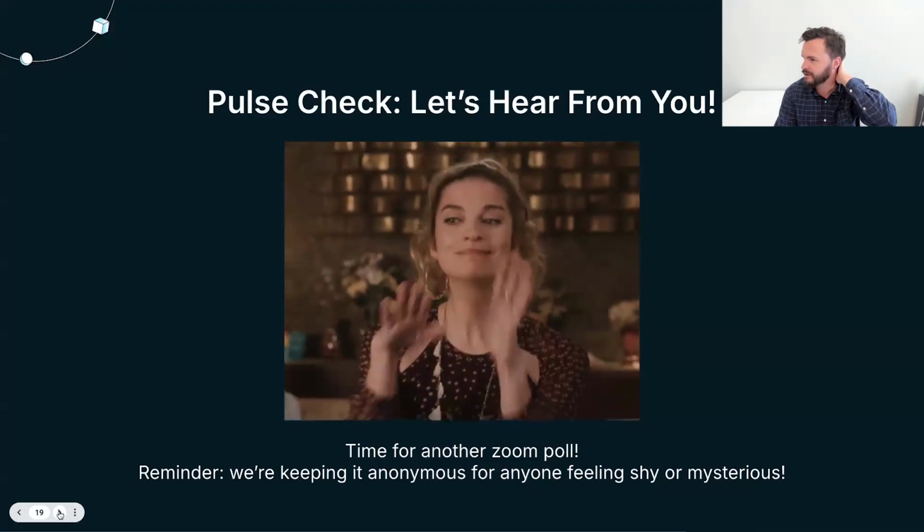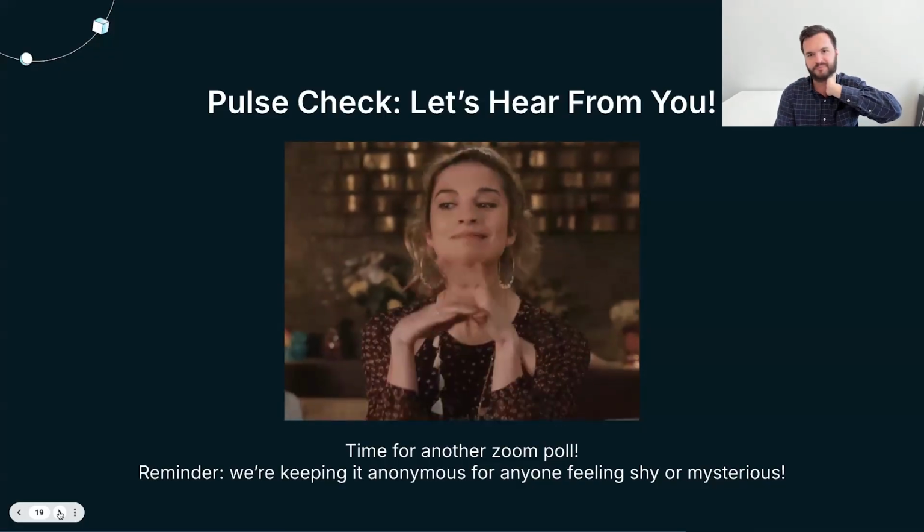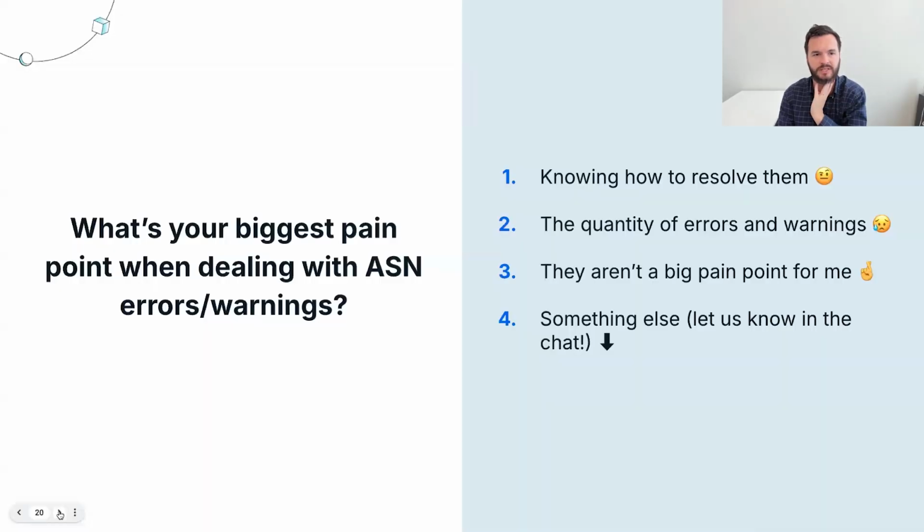Okay, it's time for another poll. Our question now is, what has been your biggest pain point when dealing with ASN errors and warnings? It could be one, knowing how to resolve them; two, the quantity of errors and warnings; three, they aren't a big pain point for me, which would be really great; or a different sort of thing, which you could let us know in the chat if you're comfortable. Wait a few more seconds here.